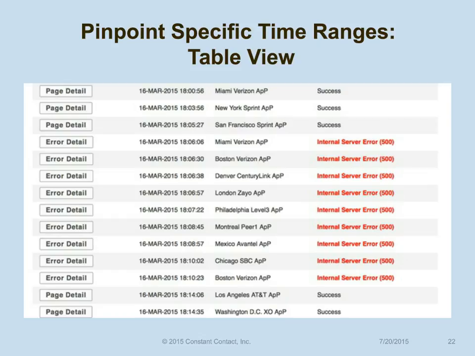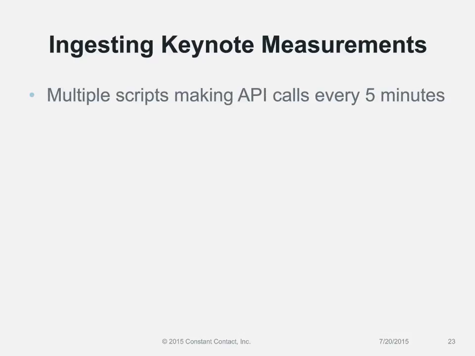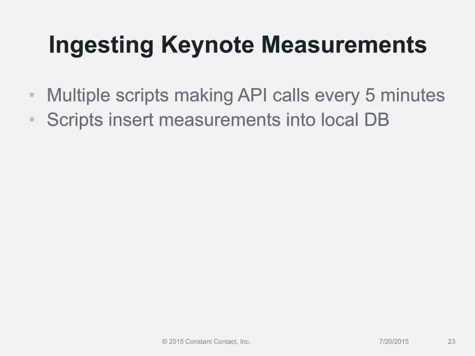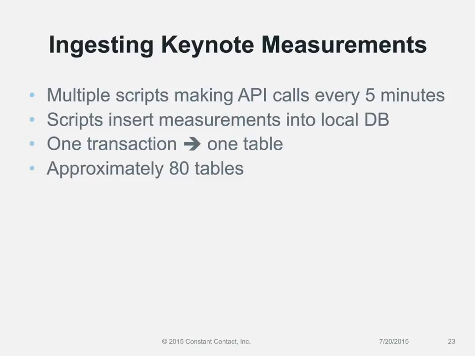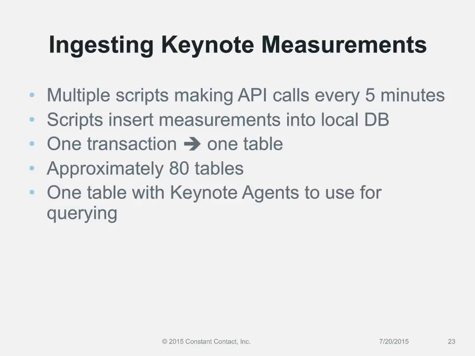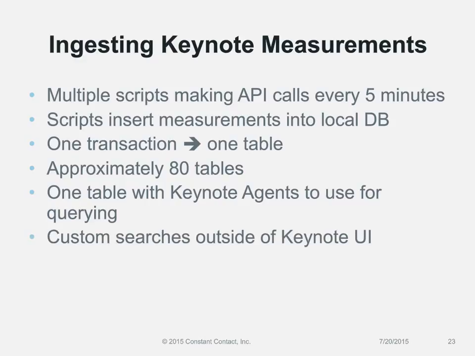Here at Constant Contact, we make several API calls per hour to Keynote, and we take our measurements and ingest them. Our scripts insert measurements into our local database. Each transaction gets its own table. We have approximately 80 tables at this point, and we have one table with Keynote agents to use for querying.